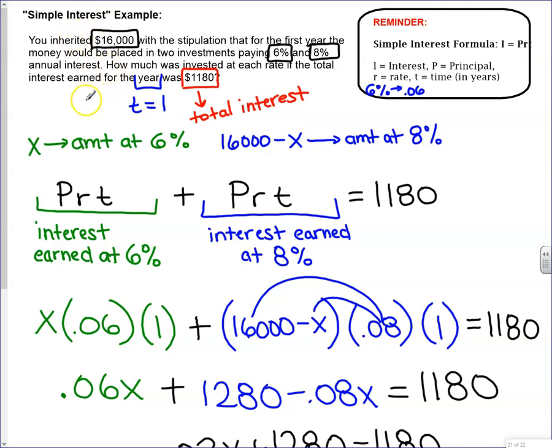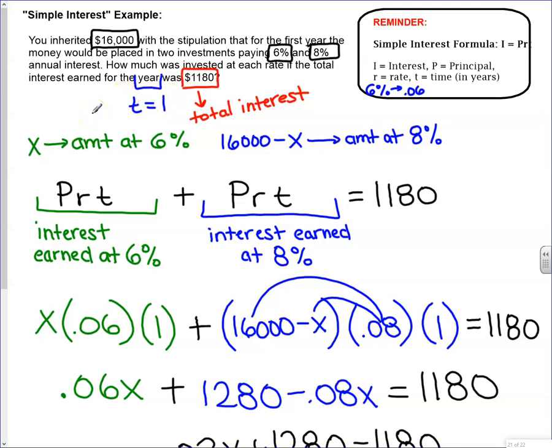So this one says you inherited $16,000. For the first year, your money's going to be in two investments. One of them pays 6% and one is 8%. So the 6 and the 8%, those are your rates. It says how much was invested at each rate if the total interest for the year was $1,180. That's your total interest that you earned. And because we're just doing it for the year, our t value is just going to equal 1.